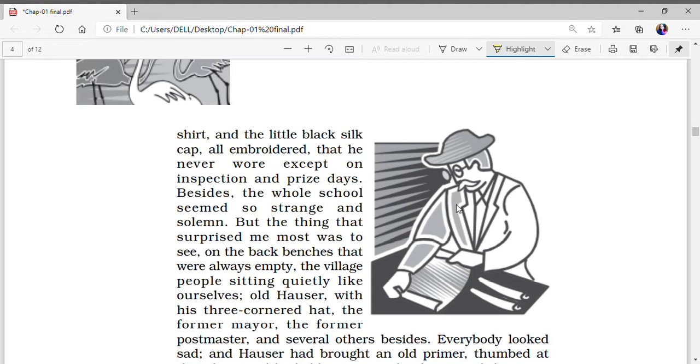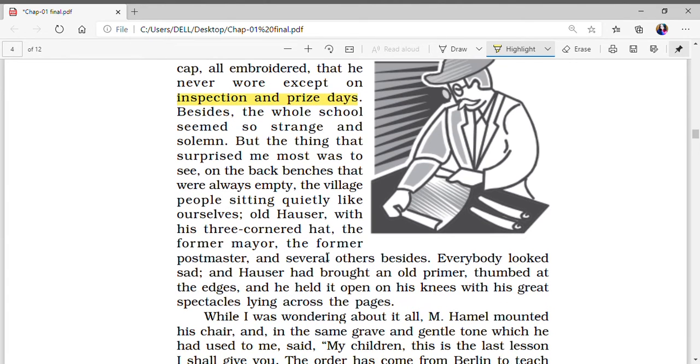So what were the days when he wore such kind of dresses? Inspection and prize days. But today was neither an inspection day nor a prize distribution day. So what's so unusual about this day? Let's find out. Besides, the whole school seemed so strange and solemn, and the whole school is appearing so strange to Franz. So something is fishy.